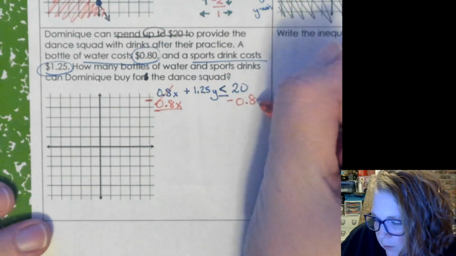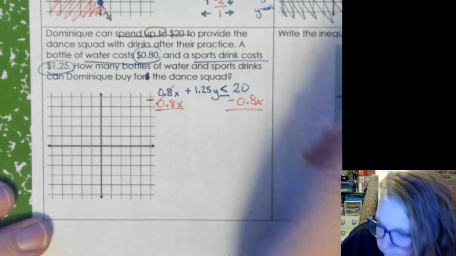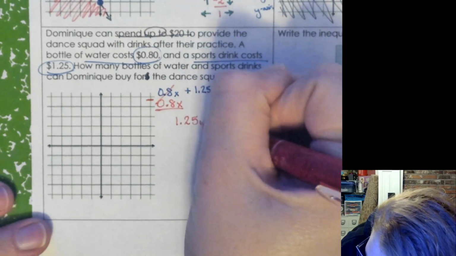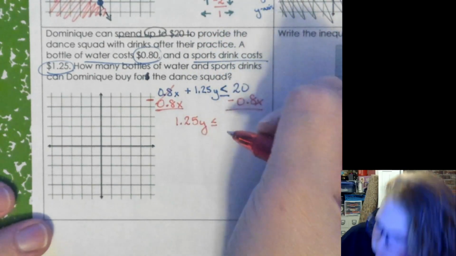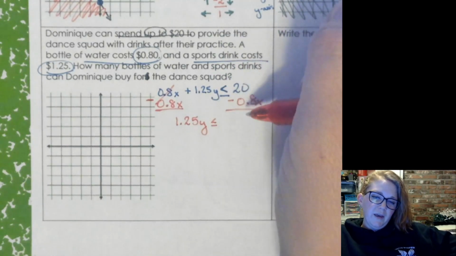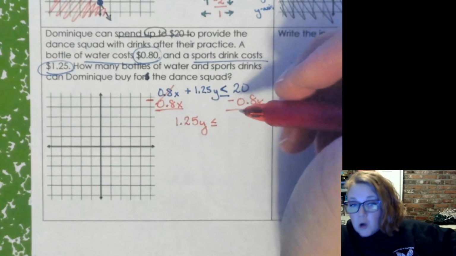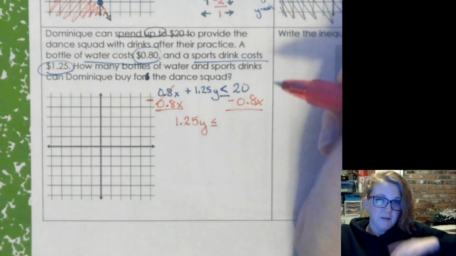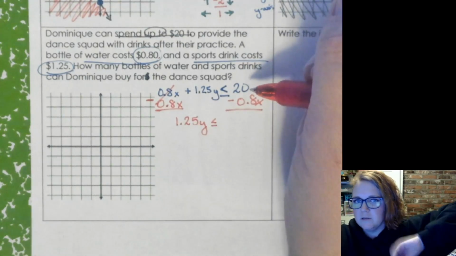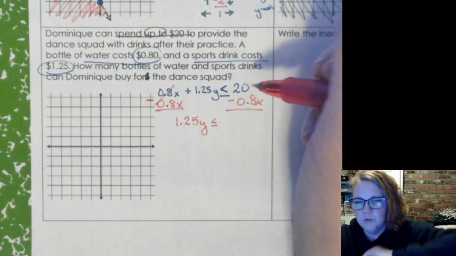Yeah, 0.8x. We're gonna have that. 1.25y is not gonna change. Okay, and then can you do $20 minus 0.8x? Hopefully you said no, because this has an x, this doesn't have an x. You can't do an x with a no x. It don't work. Don't do it.